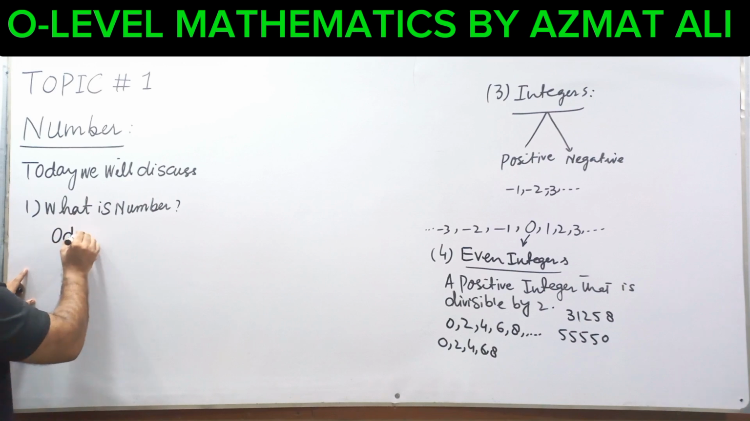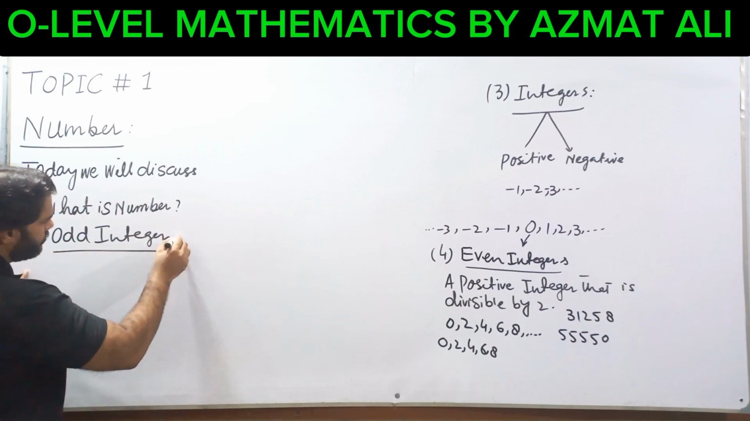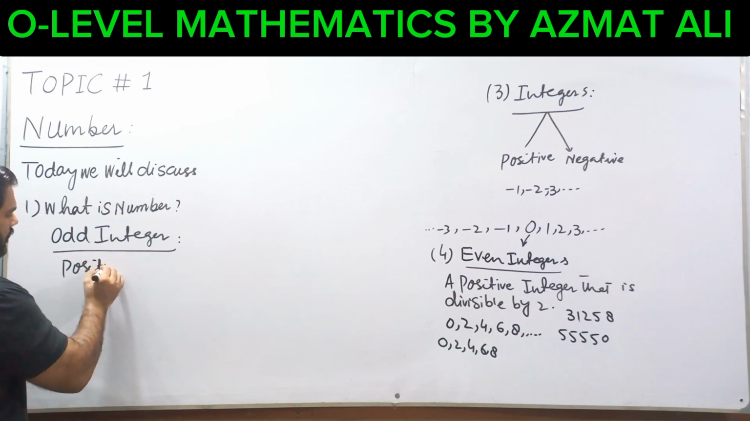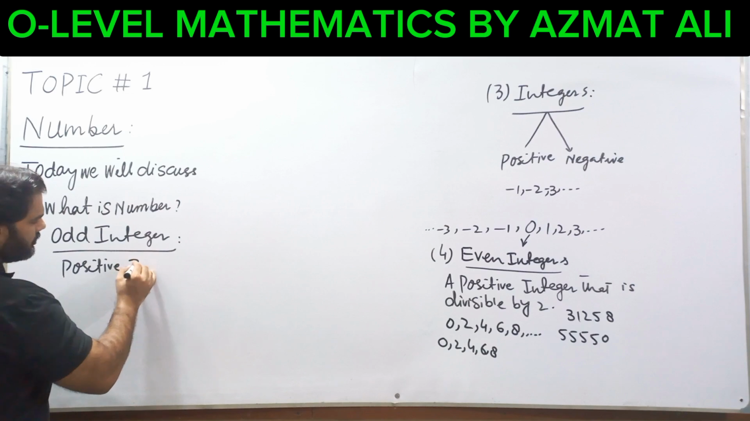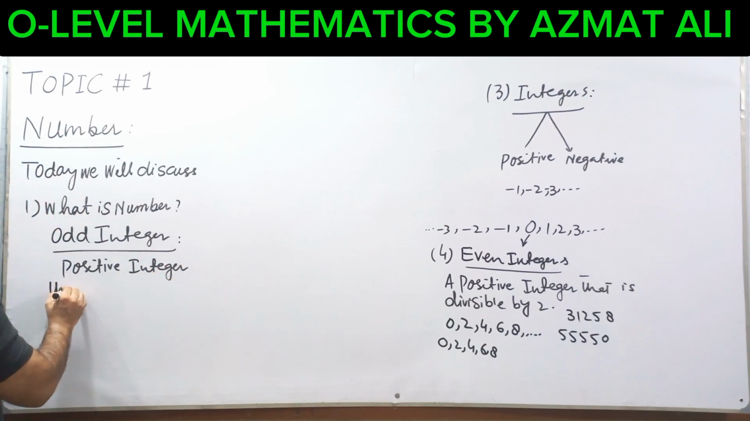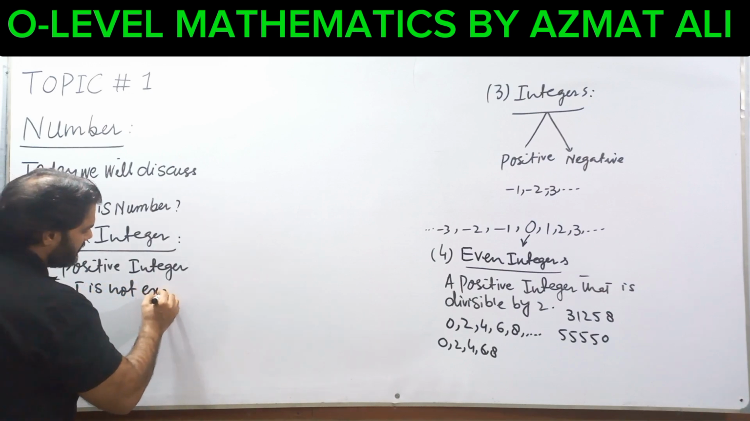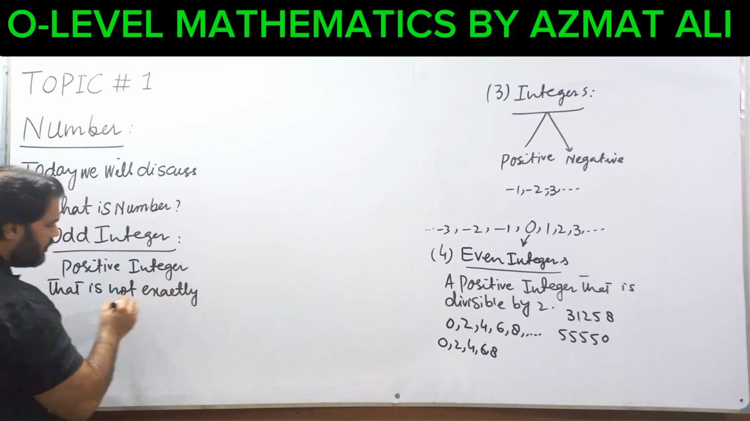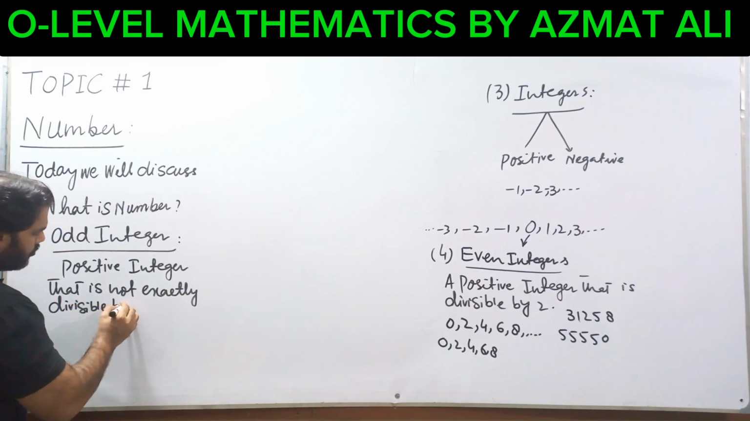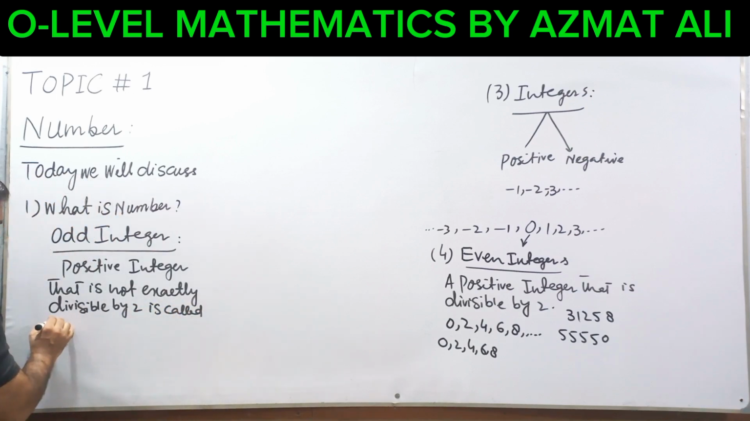So for an odd integer, the first condition is that it should be a positive integer. A positive integer that is not exactly divisible by 2 is called an odd integer.